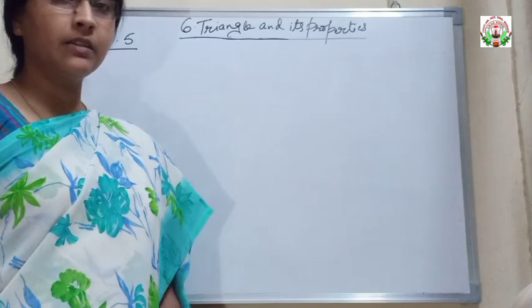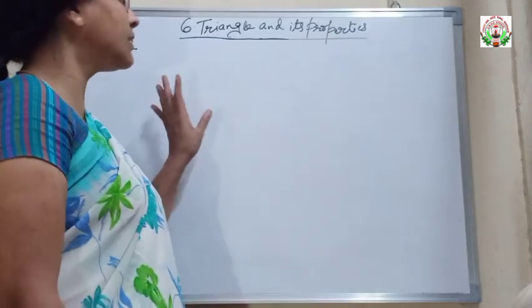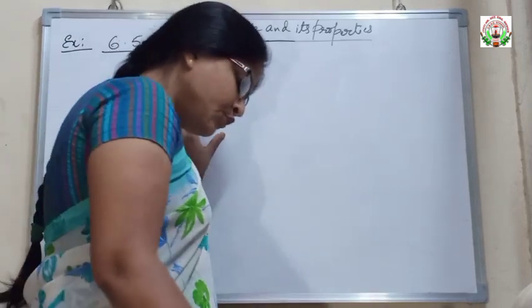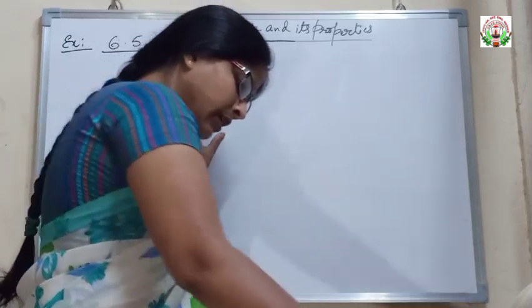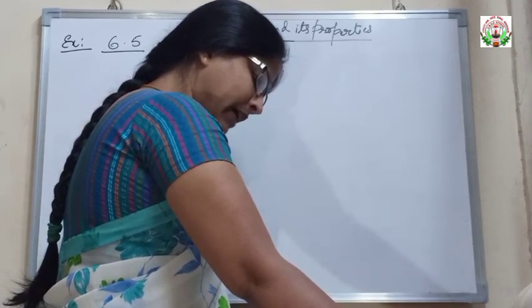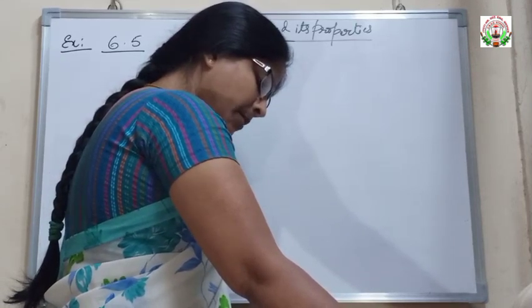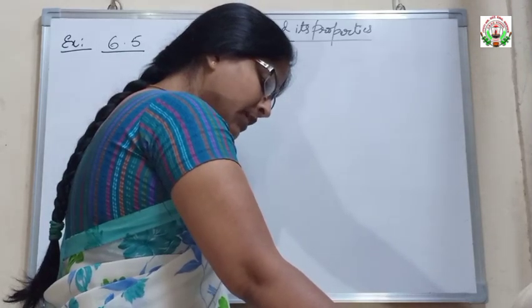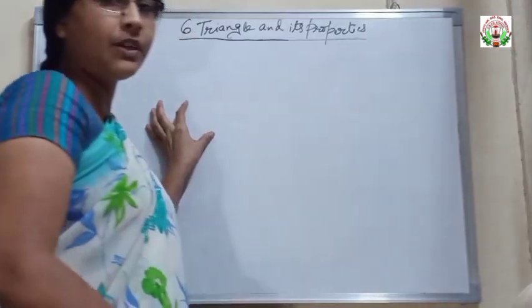Continuing with our 6th chapter, triangle and its properties, and we are doing our exercise 6.5. We have completed up to 4 questions. Now doing our 5th question. A tree is broken at a height of 5 meters from the ground and its top touches the ground at a distance of 12 meters from the base of the tree. Find the original height of the tree.